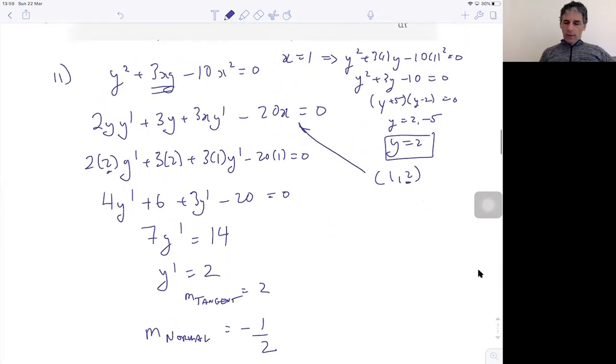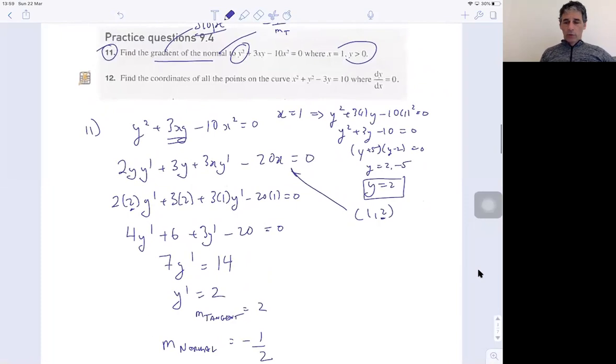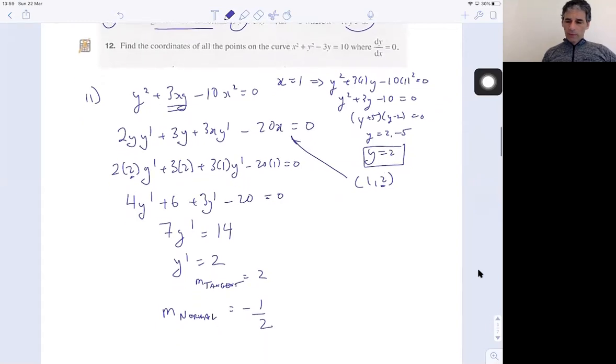So if they're not asking for anything more than a gradient or a slope, no matter what form they're in, just sub your x and y value into the equation you get when you first do your implicit differentiation and solve. Okay, the last one here says find the coordinates of all the points on the curve where dy/dx is equal to 0. This one's slightly different now, okay?